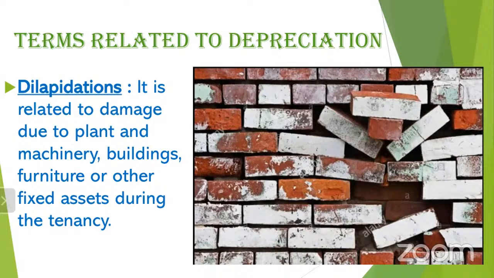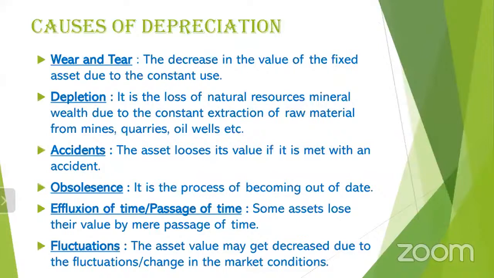These are the new terms in the depreciation chapter. Now, causes of depreciation. Different causes will be there for depreciation. The following are the causes of depreciation. Wear and tear. The decrease in the value of a fixed asset due to constant use is said to be wear and tear, and the asset is depreciated by wear and tear.